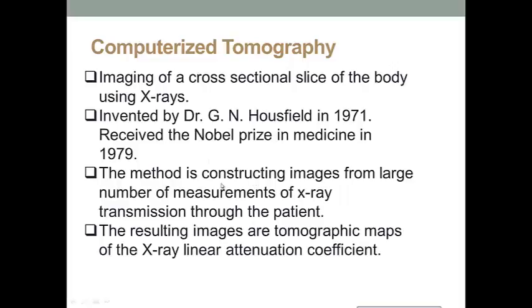What's the best idea for CT? The method constructs images from a large number of measurements of X-ray transmissions through the patient. So there is some mathematics here. They use the X-ray images to create a CT image. The resulting images from a series of X-ray images are tomographic maps of the X-ray linear attenuation coefficients. CT is 3-dimensional, while X-ray is 2-dimensional.